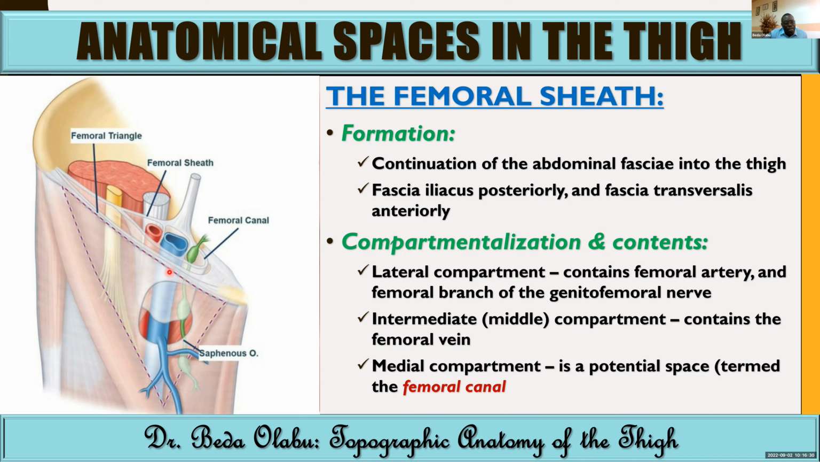This is the intermediate space with the common femoral vein, and this is the lateral compartment with the common femoral artery and the femoral branch of the genitofemoral nerve. Remember again, the femoral nerve itself is not within the sheath. This is the sheath. In this image, you can see that the femoral canal has some lymph nodes. Talking about that shortly.